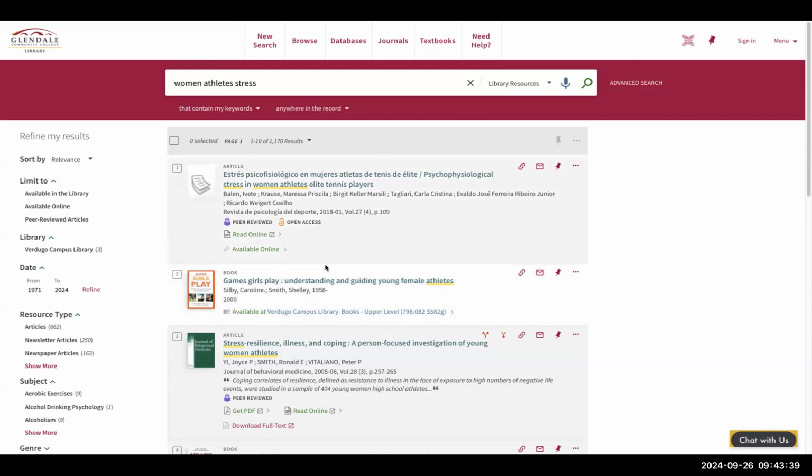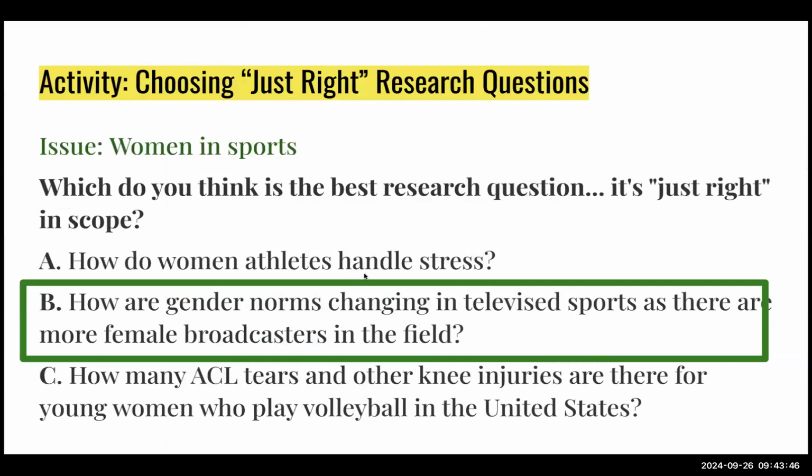You would have to cover all of these different types of articles and somehow make sense of all of them together. So that's why that's a little too broad for our topic. The how of it and the types of athletes and the types of stress, that's too many different things to cover in one paper. Does that make sense? Again, too broad. A is too many different types of women and too many stressors.